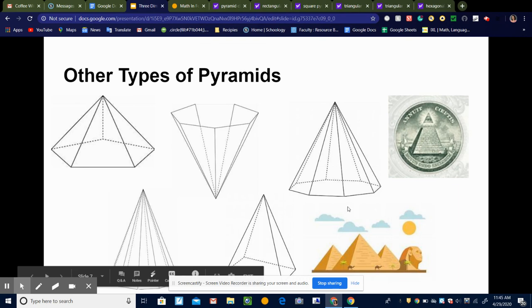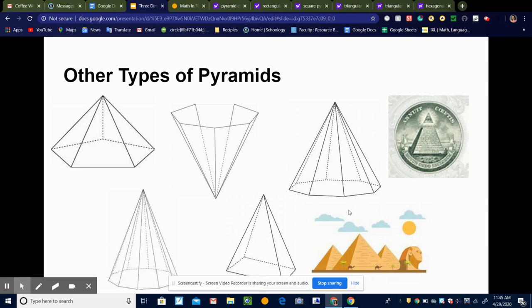So you can have lots of different kinds of pyramids, and they are defined by the shape of the base. But all the faces are triangles that come together at a point.